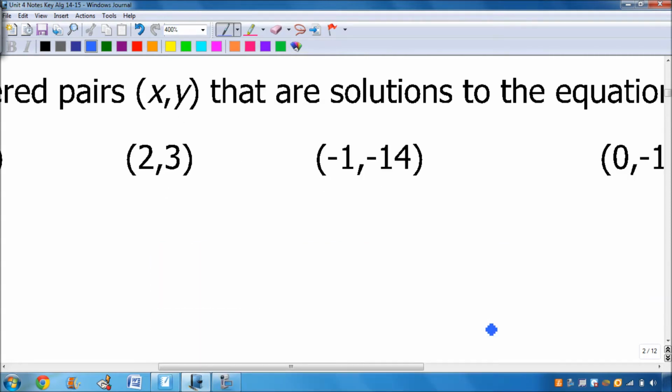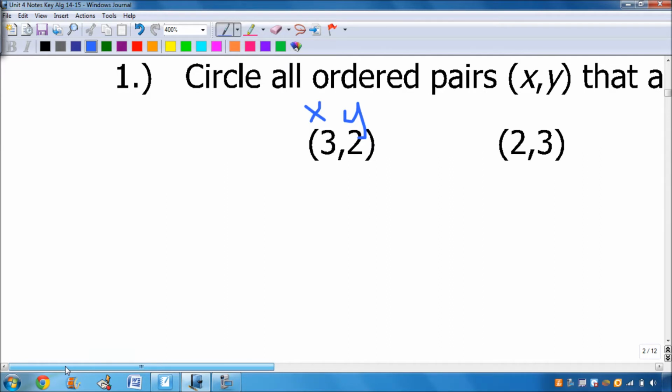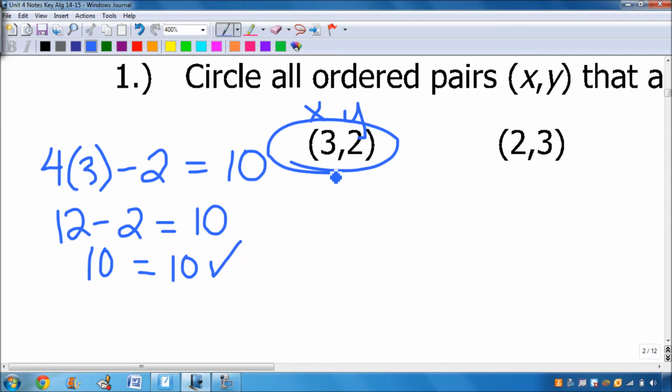So when I plug it into 4x minus y equals 10, that means I would do 4 times 3 minus y, which is 2, equals 10. So I get 12 minus 2 equals 10, and 10 equals 10. So it works. So I know for a fact that (3, 2) will fall on the line 4x minus y equals 10. I can also do this just by graphing out my lines and seeing if these will work.